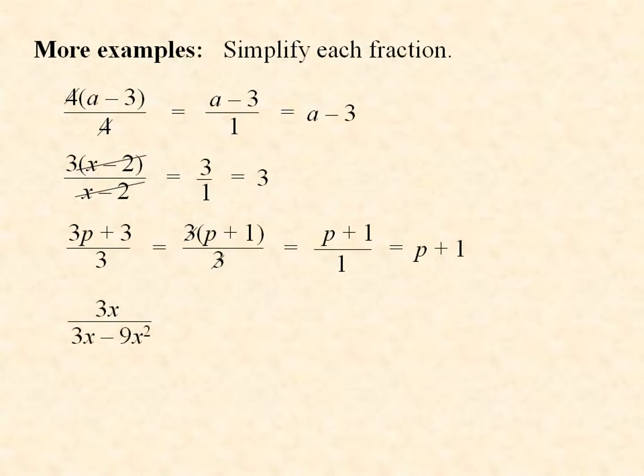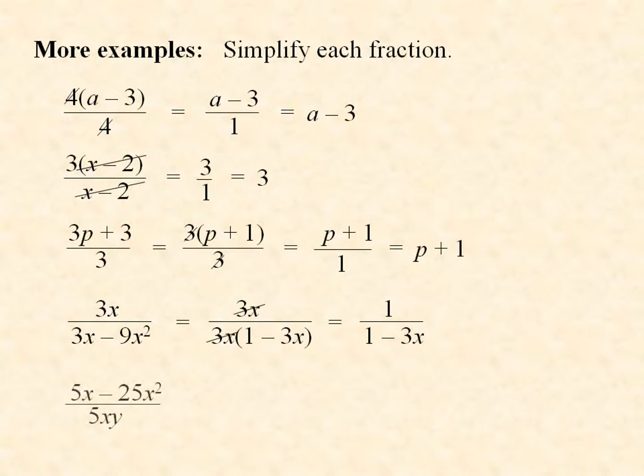Here's a similar problem, 3x over 3x minus 9x squared. Because we have a difference in the denominator, we cannot cancel directly, but we can factor the denominator. We can factor out a 3x in the denominator. That gives us 3x times parentheses 1 minus 3x. Now we can cancel those 3x's in the numerator and denominator. And that leaves us with 1 over 1 minus 3x.